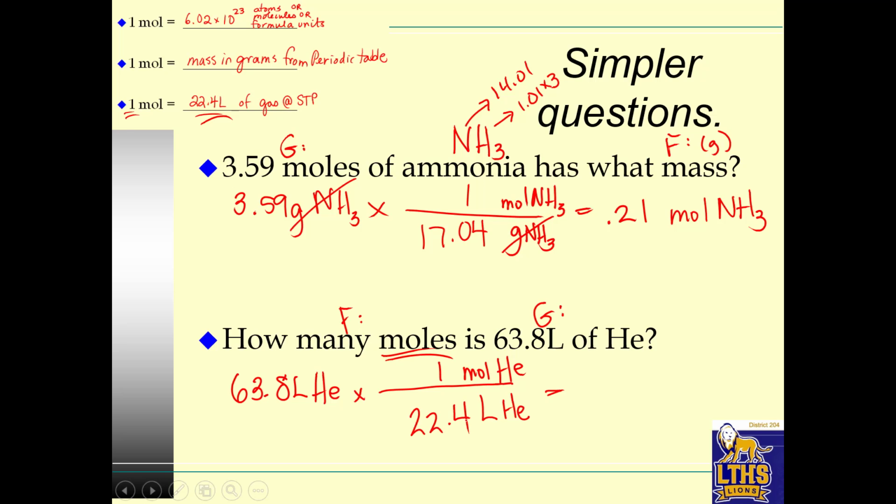Now, why did I not go to the periodic table? Because this time, it was liters, and liters is going to be a constant. 1 mole is 22.4 liters. So I would just do 63.8 divided by 22.4. It's going to give us 2.85 moles of helium in that 63.8 liters.